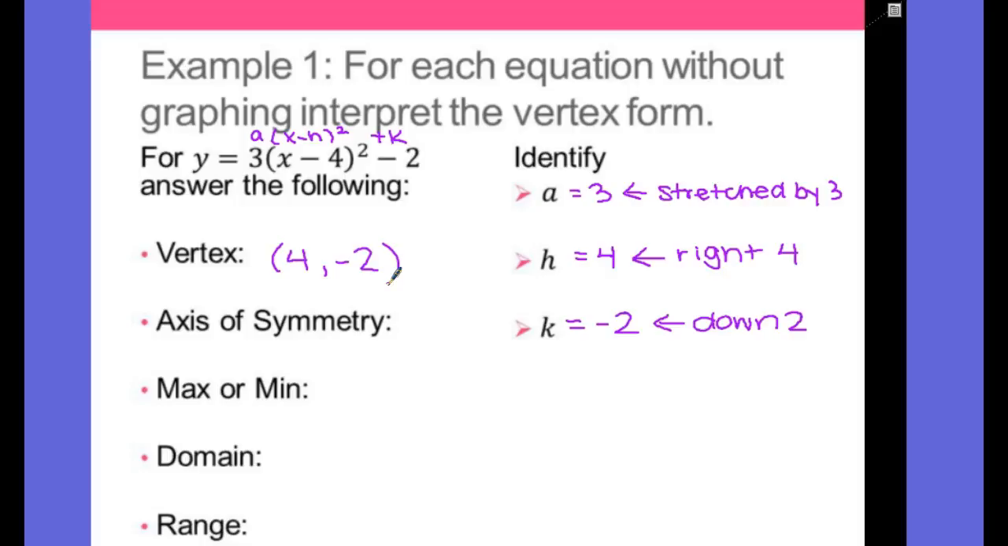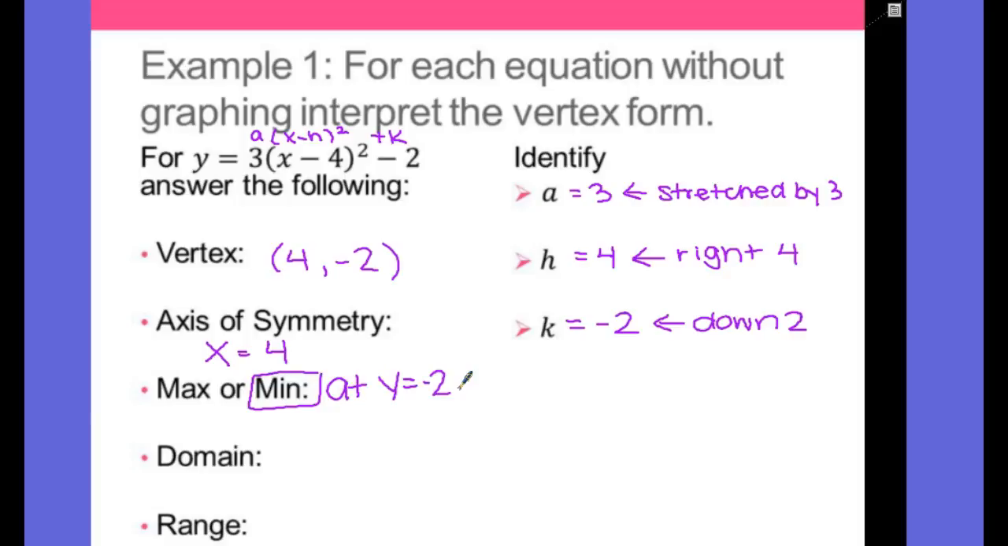The axis of symmetry is always x equals h. Well, h is 4. If a is positive, I have a min. If a is negative, I have a max. So a is positive, therefore I have a min, and the smallest value that this graph will ever reach is negative 2. So I have a min at y equals negative 2.